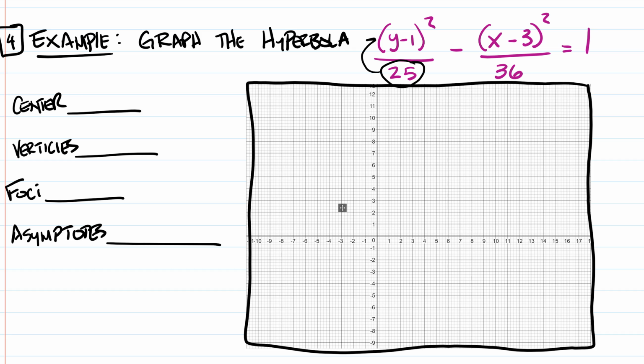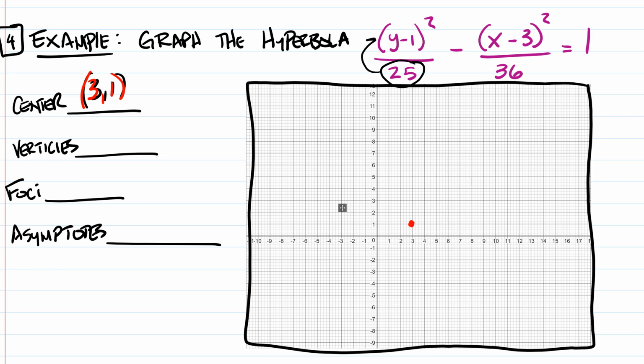So the center is still h, k. And the h is with x's and the k is with the y variables. So the center is going to be at 3, 1. So let me do that in a cool red color for you here. So 3, 1, and then we'll graph that. So 3, 1 is my center. There it is right there.